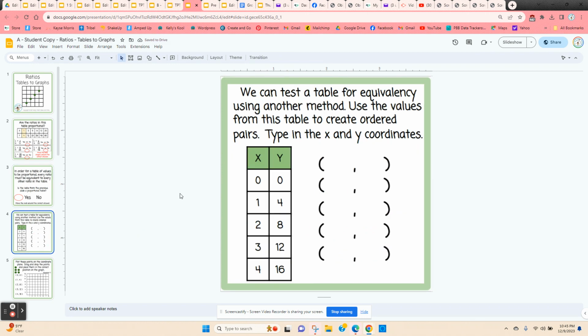The next slide has a table of values, and students are going to take this table and create ordered pairs. So all they have to do is click here. They're going to type in 0, 0. It's their first set of ordered pairs. And then 1, 4, 2, 8, and so on. So it just gives them practice taking a table and creating ordered pairs.